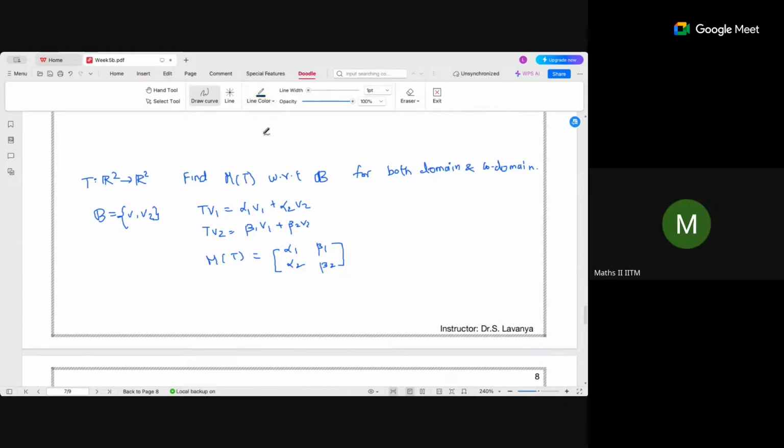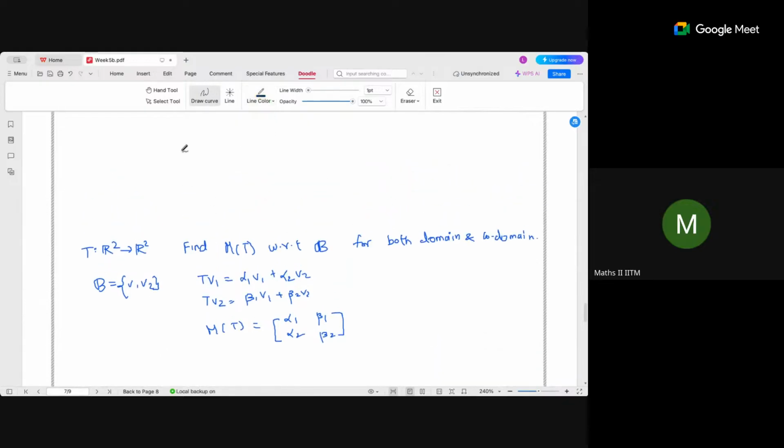Now there is another question also based on this matrix thing. Suppose I have another basis, let's say beta 1 and beta 2, and suppose u1 and u2 is this basis and v1 and v2 is another basis. Now how do you find the matrix of T with respect to beta 1 for domain and beta 2 for codomain? How do you do this?